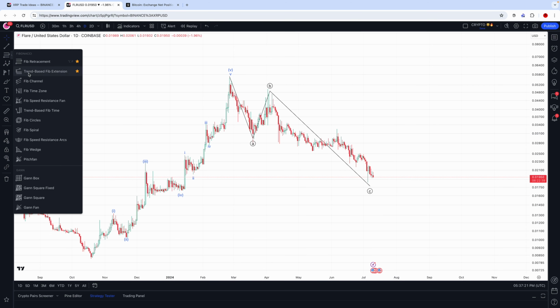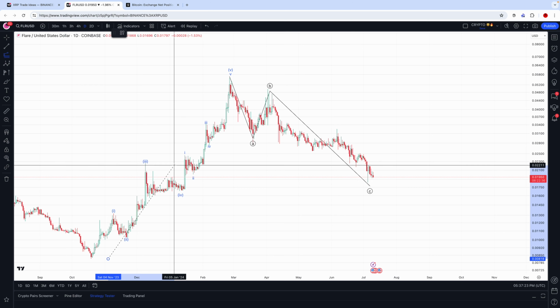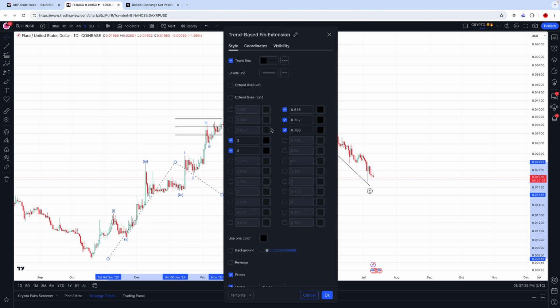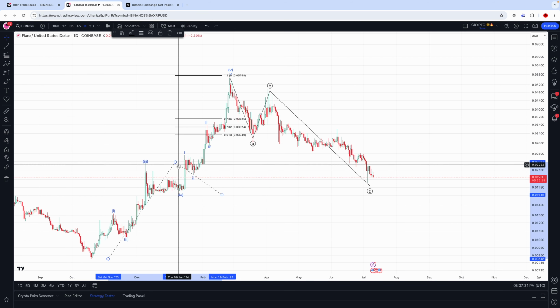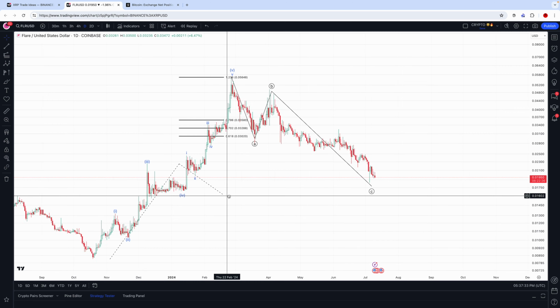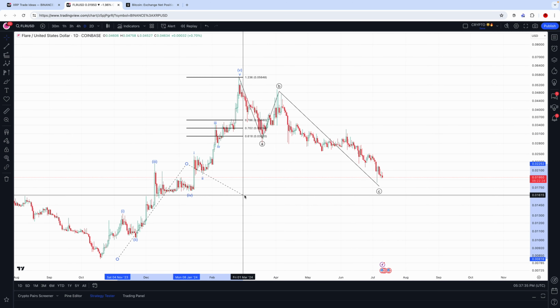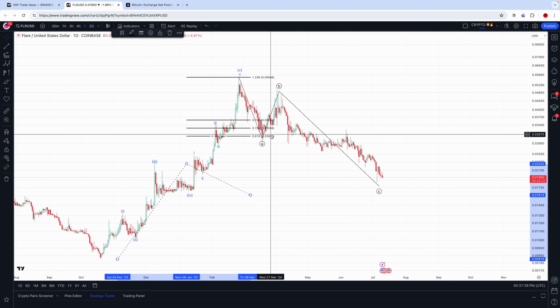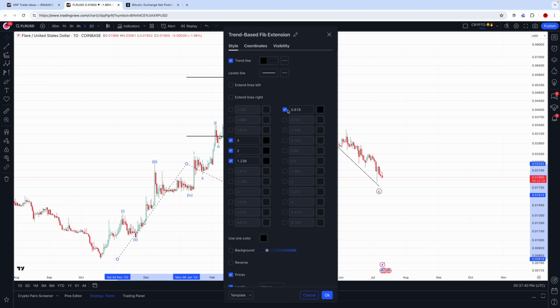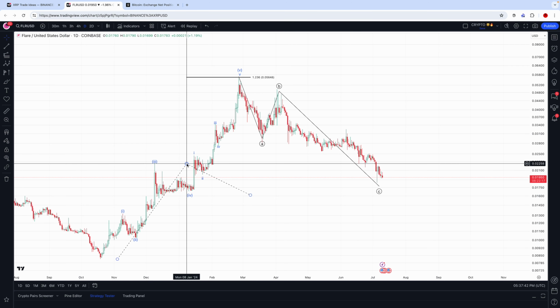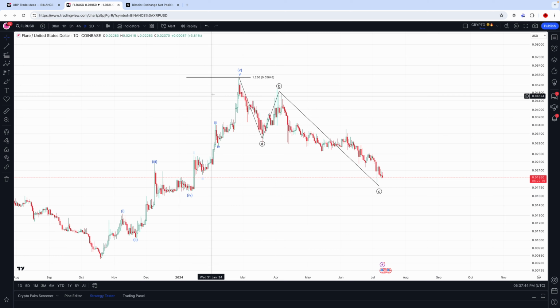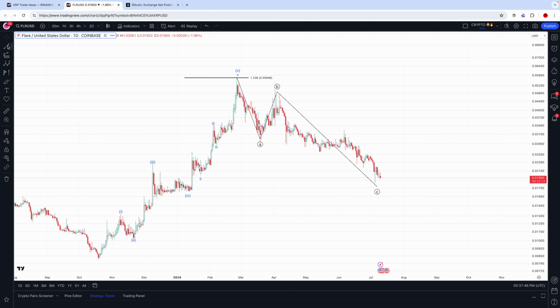Okay, and we can see that it's extended because we see that the 5th wave perfectly extended right up to the 1.236. Right over here. You see how we perfectly came up to that 1.236 there? Right here. Perfectly came up to that 1.236.